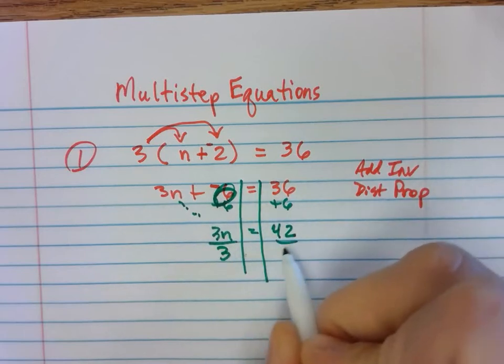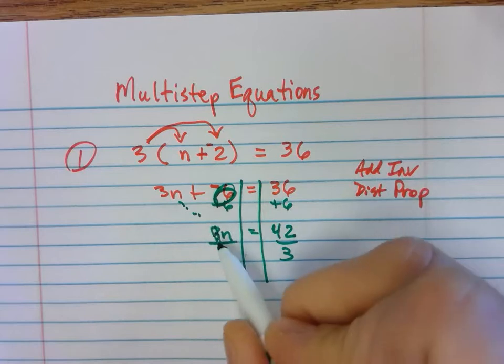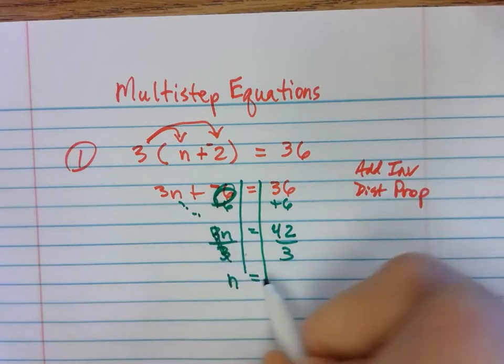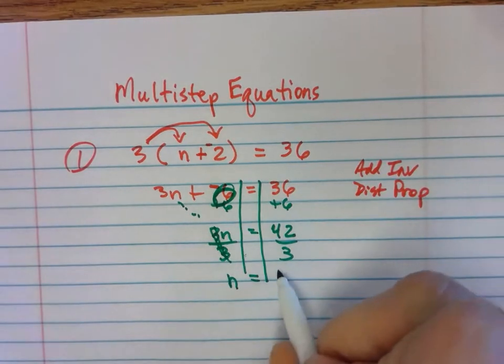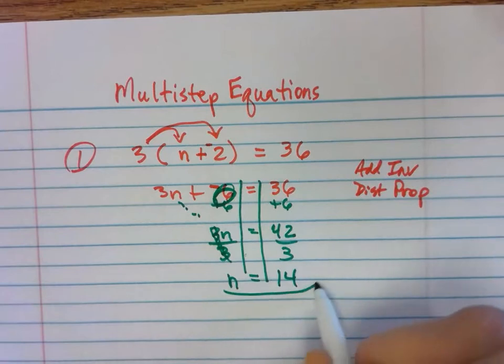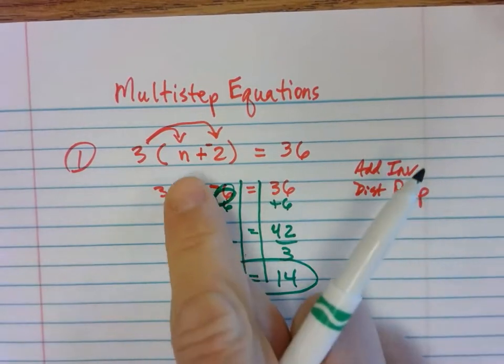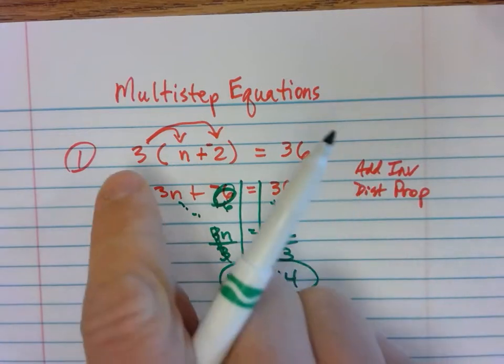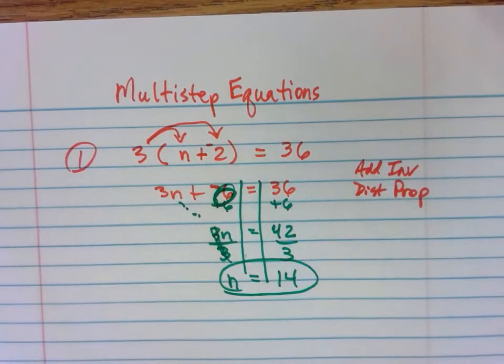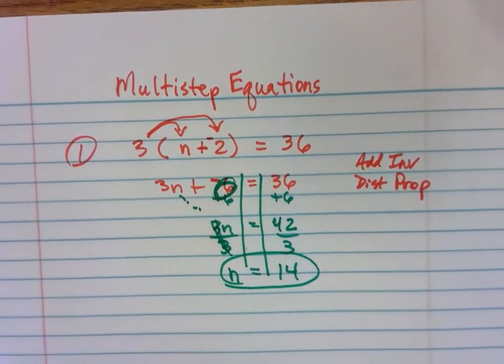I'm going to divide by 3 on both sides now. Those cancel out to a 1. And what is 42 divided by 3? 14. Okay, n is 14. If you take 14 and put it in there, 14 plus negative 2 would give you 12, and 3 times 12 would give you 36. All right, so there's one way to work that. Make sure you do additive inverse first, and then distributive property.